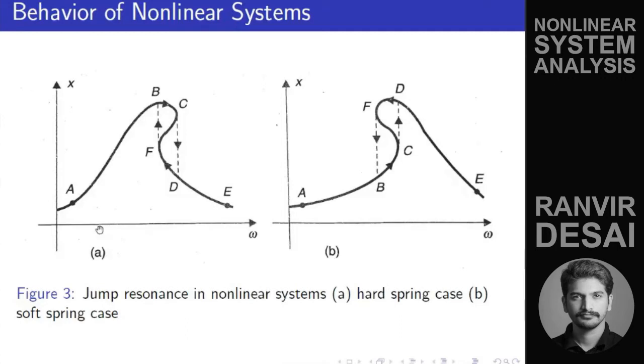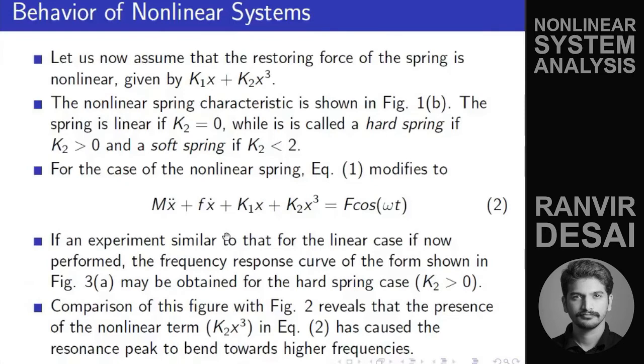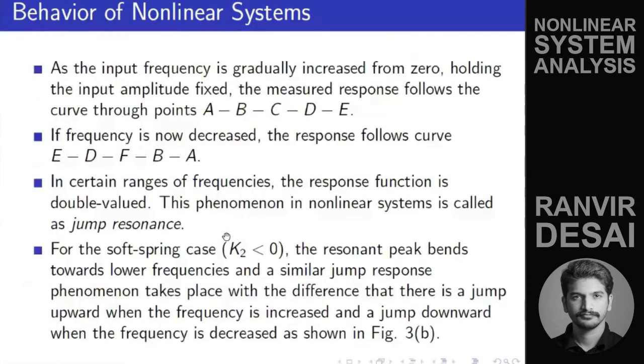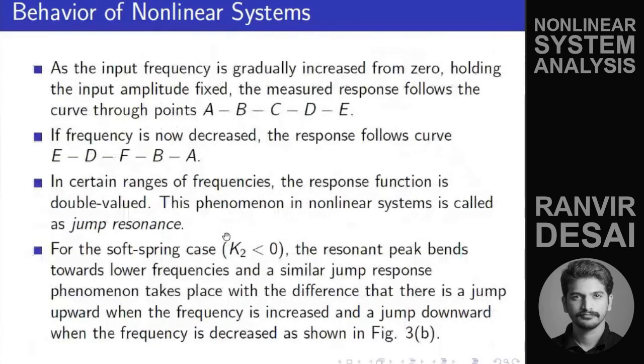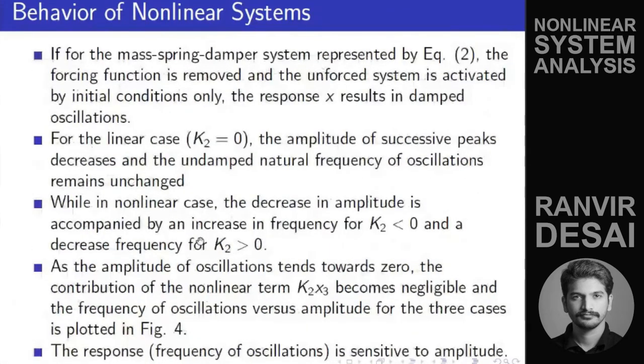If you go on frequency from low to high, it will follow this path A, B, C. Then from C, it will suddenly pull down to this point. So you can see that there is some jerk movement there. That comes because of the nonlinear behavior of the spring. This is called jump resonance.